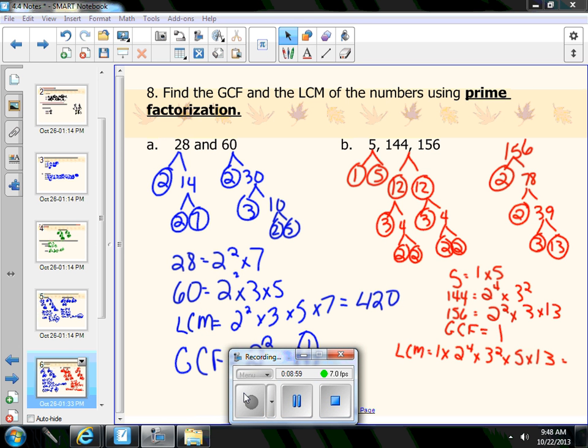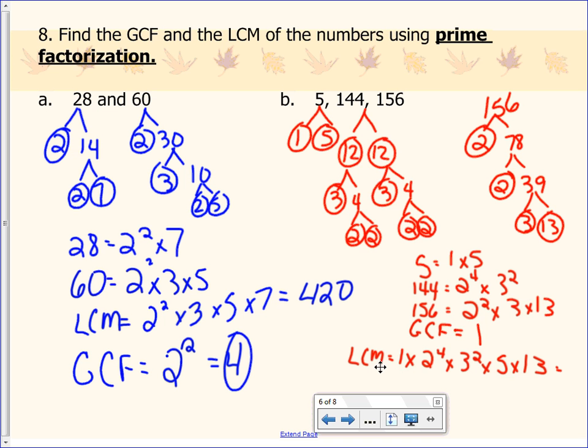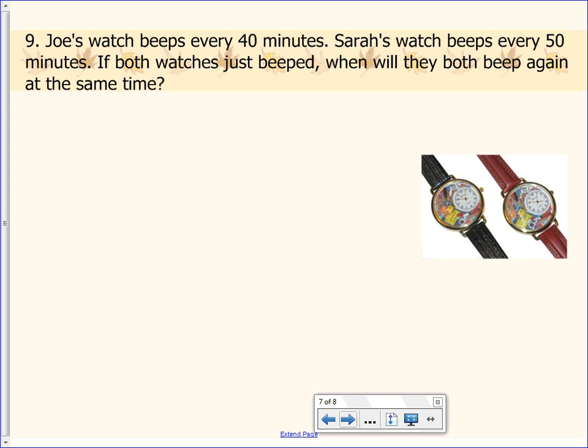Okay, so our greatest common factor, once you check the factorizations of these, is 1. The least common multiple is going to be 9,360. One of the important tools of getting the right answer is going back, checking your trees for your prime factorization, and then checking your work. Now, with this concept, you will have word problems that you will apply this to.